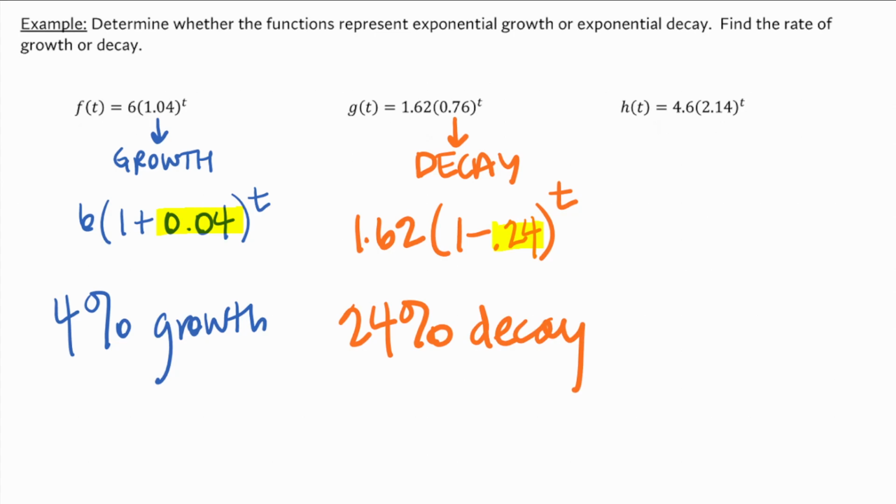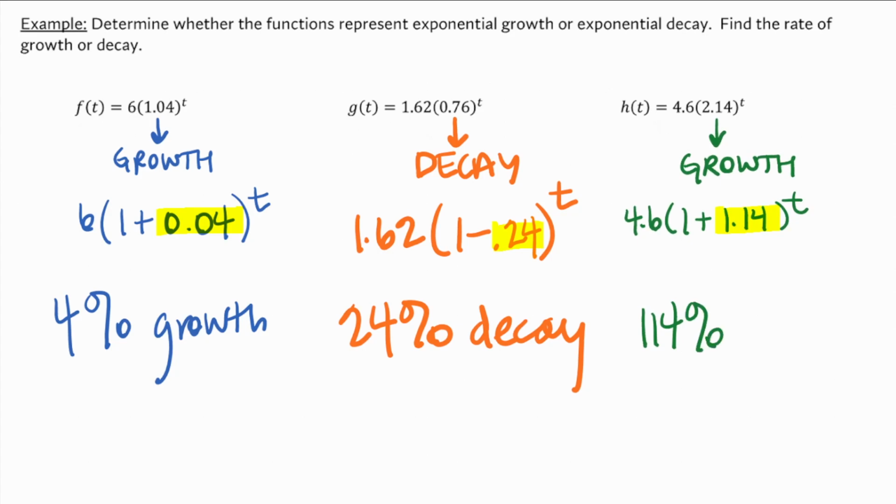And h of t, I'm going to just do this one real quick. This is going to be growth because that number is bigger than 1. That's 1 plus 1.14 to the t, multiplied by 4.6. Okay, so that 1.14 is the growth rate. And so what we would say is that's 114% growth. But I'm assuming you have seen stuff like this before, percent growth, in a previous algebra class or previous math class.